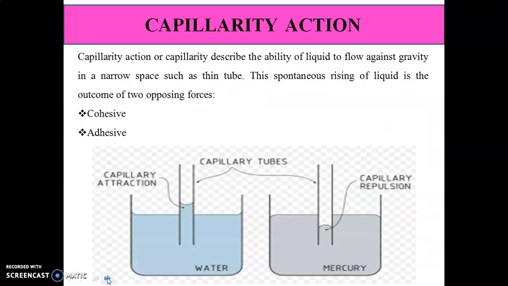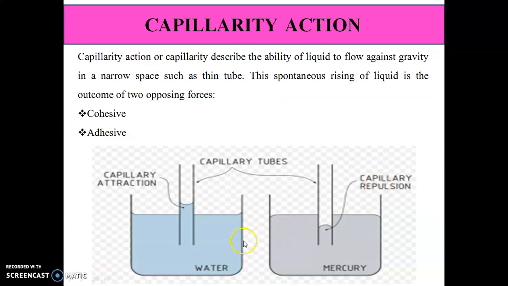Now, capillary action. Capillary action, also called capillarity, describes the ability of a liquid to flow against gravity in a narrow space, such as a thin tube. This spontaneous rising of a liquid is the outcome of two opposing forces: one is cohesive and the second is adhesive. Cohesive is the attractive force between similar molecules or atoms, for example water and water, whereas the adhesive force is the attractive force between dissimilar molecules or atoms.